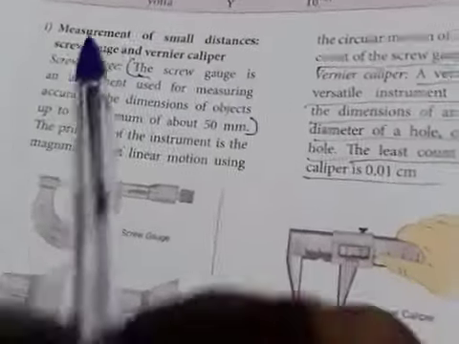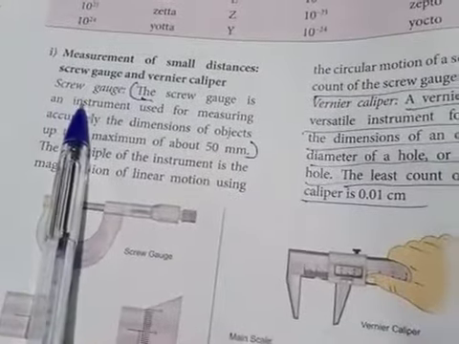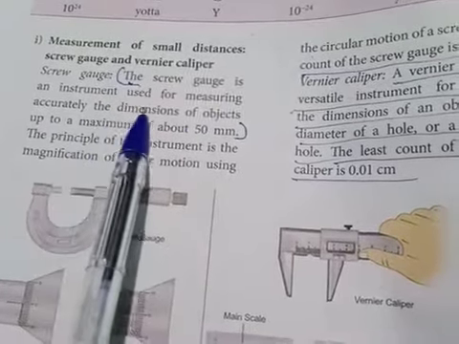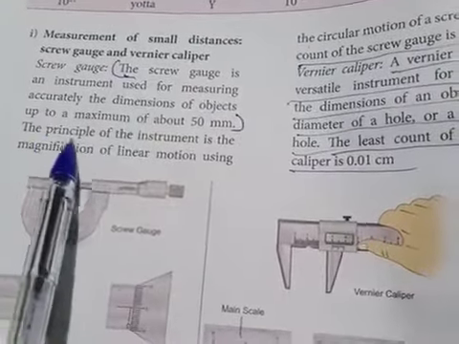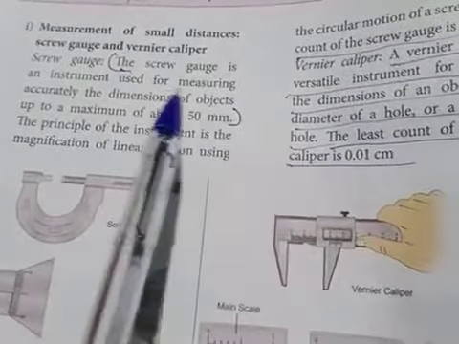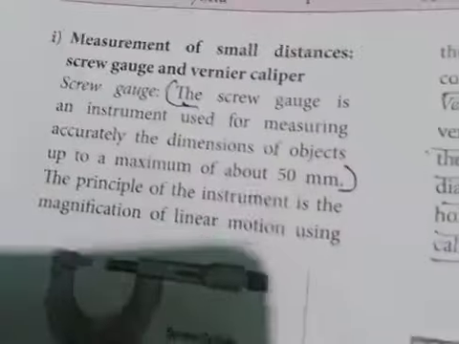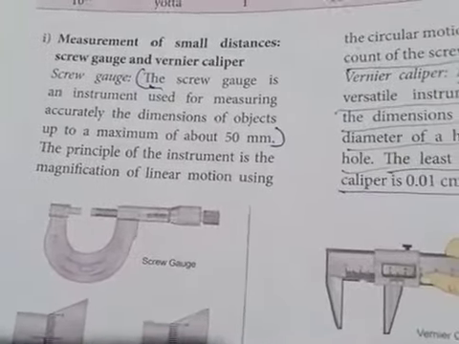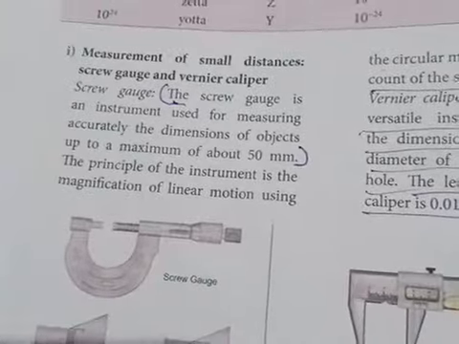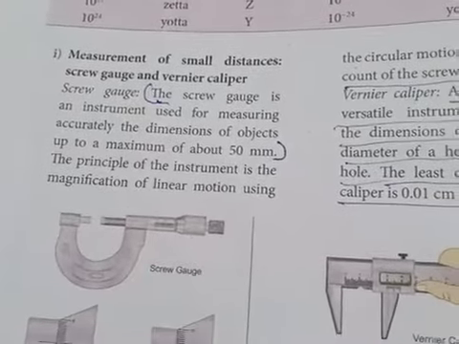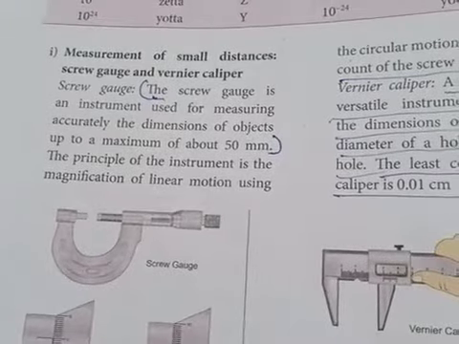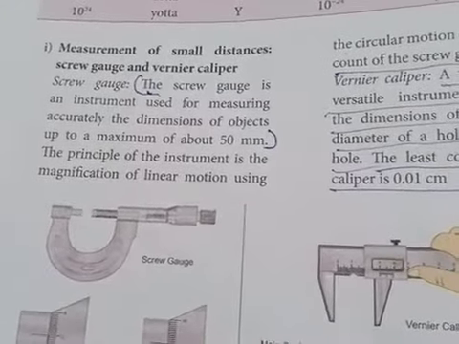First, let us see what a screw gauge is. What is the use of the screw gauge? For measuring accurately the dimension of an object up to a maximum of about 50 millimeter. You can take a screenshot of this and study. Those who don't have the textbook, this is an important question. The screw gauge is an instrument used for measuring accurately the dimension of an object up to a maximum of 50 millimeter.